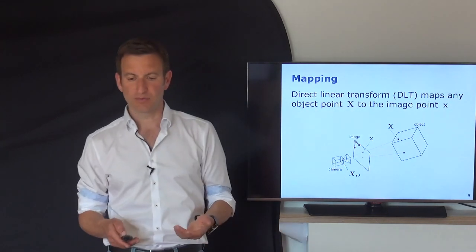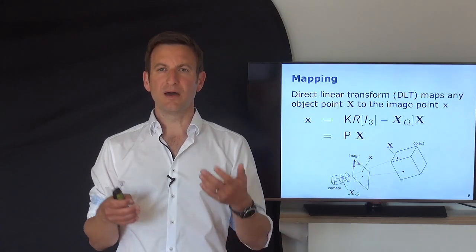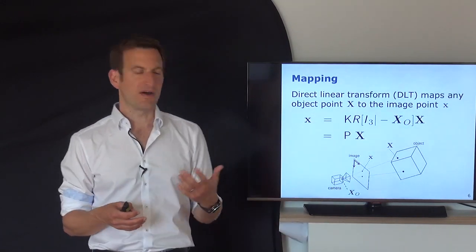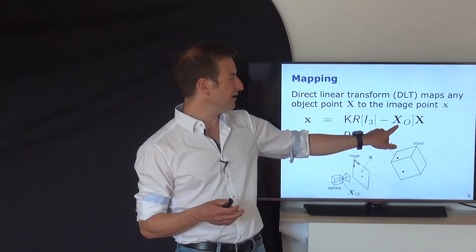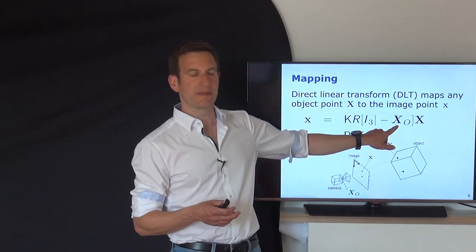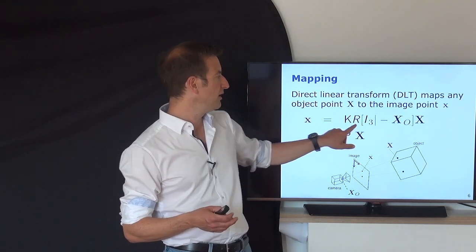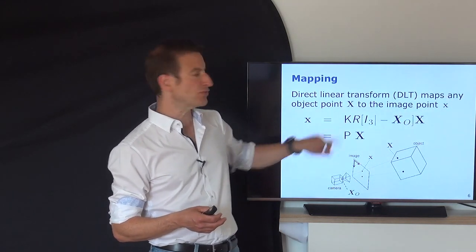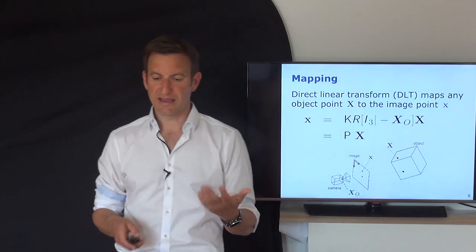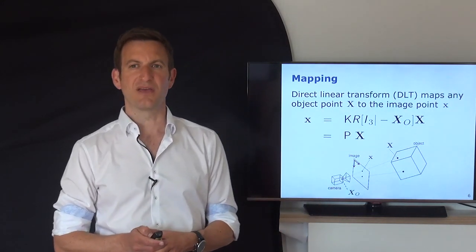And we want to know the parameters of the overall mapping process. What was in this process are the extrinsic parameters, which are the location of the camera as well as its orientation. This is X0 and R. And the intrinsics, the calibration parameters, are stored here in K. And these are the elements that we want to estimate.